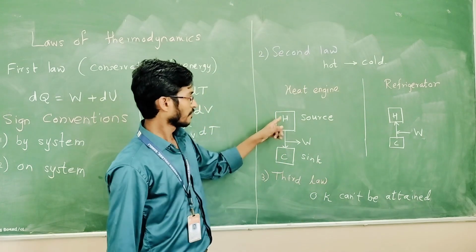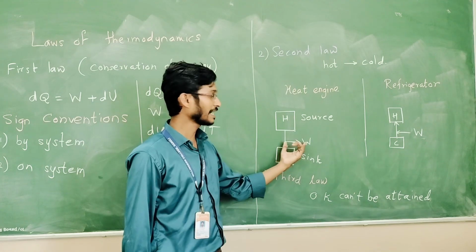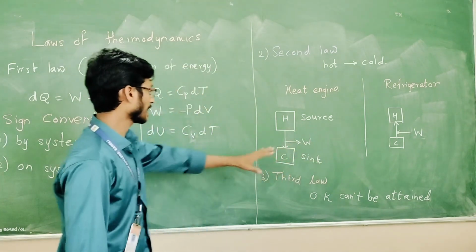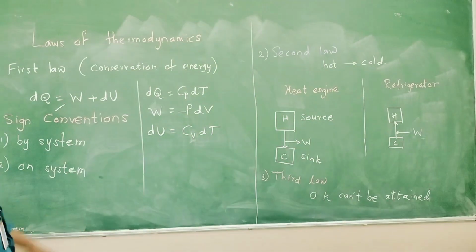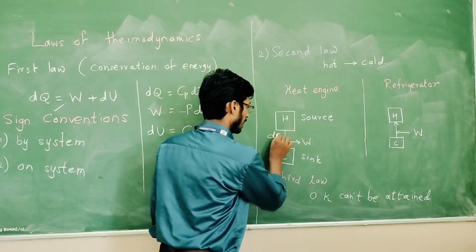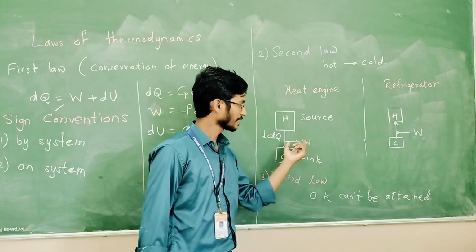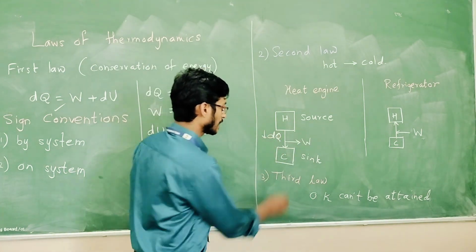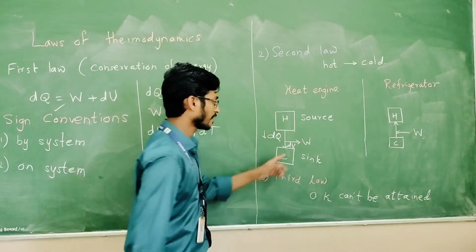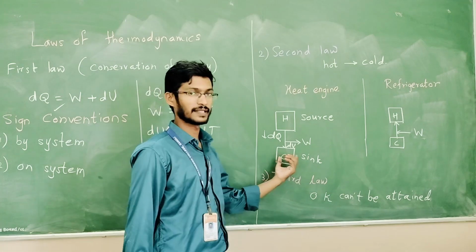While passing the heat from source to sink, we can get some work done, and again the first law is obeyed there. So the total energy dQ is transferred from the hot body, out of that W is the work done, and the remaining will be dU, which will change the energy of the sink.